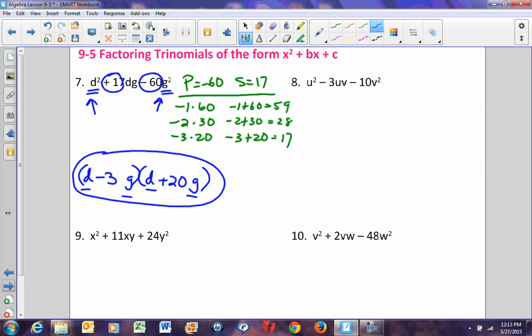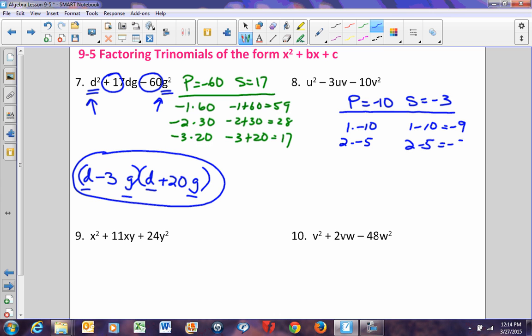U squared minus 3UV minus 10V squared. So I need a product of negative 10 and a sum of negative 3. That means the larger of my two factors has to be negative. So if I have 1 times negative 10, we have 1 minus 10, which is negative 9. 2 times negative 5, 2 minus 5 is negative 3, there we go. So we have U plus 2V, don't forget your V in there, U minus 5V, and you're done.